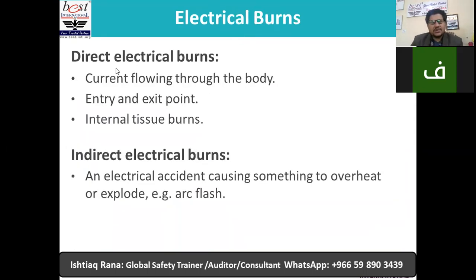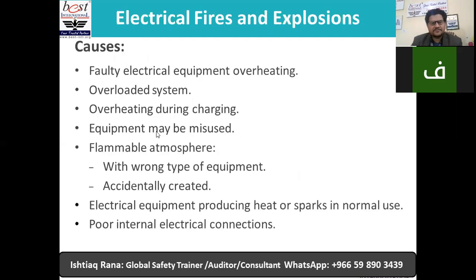Now, the electrical burns: we have direct electrical burns or indirect electrical burns. Direct electrical burn is current flowing through the body, with entry and exit points and internal tissue burns. An indirect electrical burn is an electrical accident causing something to overheat or even explode, like arc flash or arc blast. This is the difference between direct and indirect electrical burns. But of course, both are terrible.